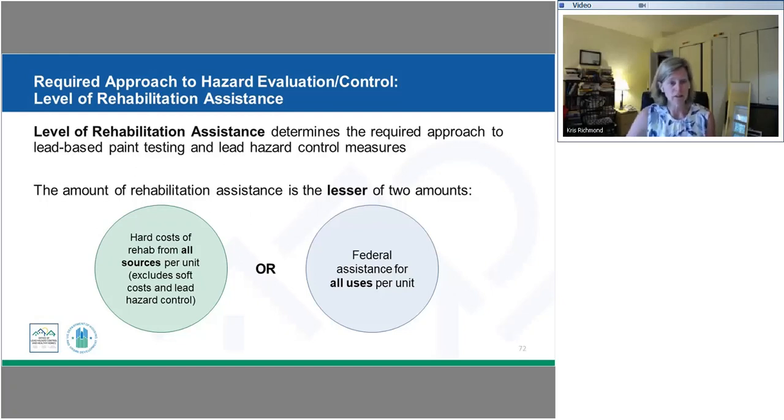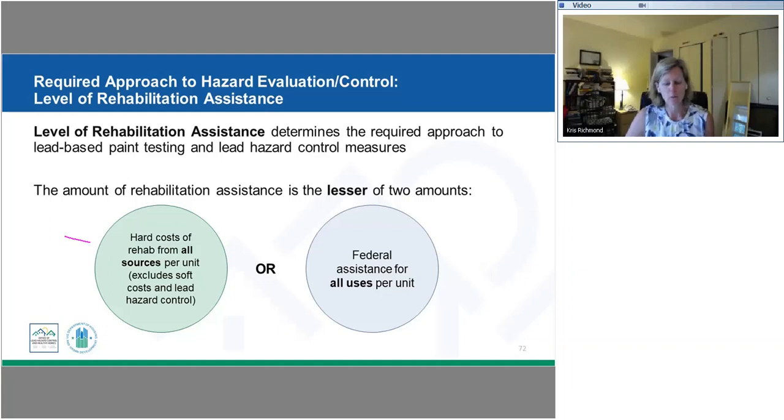So you see the green circle on the left side here. This is the hard costs of rehab from all sources, including our owners' funding that's been contributed as well, but excludes soft costs and lead hazard control costs. Okay, so we're going to compare that number to the federal assistance for all uses per unit. So we're going to compare those two, determine which is the lesser of, and then that determines which category we're in. So this green circle here, hard costs from all sources, excluding soft costs and lead hazard control.